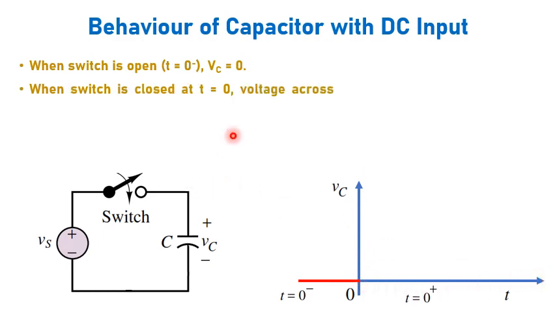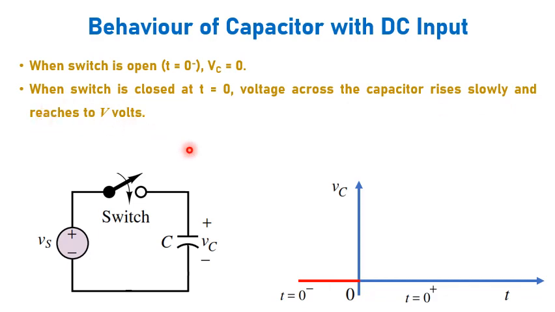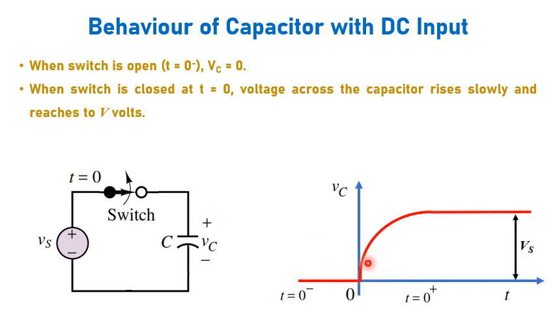When the switch is closed at t equal to 0, the voltage across the capacitor rises slowly and reaches V volts. It is because the capacitor does not allow a sudden change of voltage across it. There will be a slow increase in voltage. Now the switch is closed. You can see the variation of voltage. Like the current in an inductor, the voltage across the capacitor also slowly rises, and finally it reaches the supply voltage Vs.